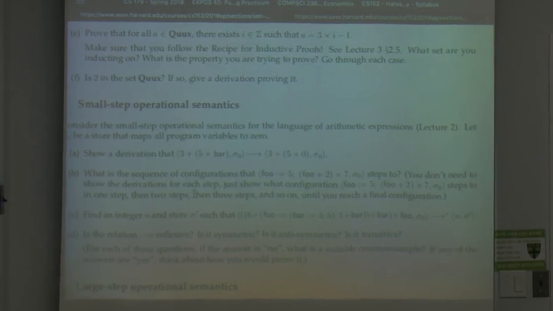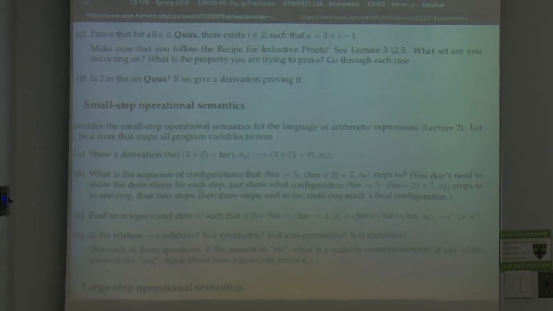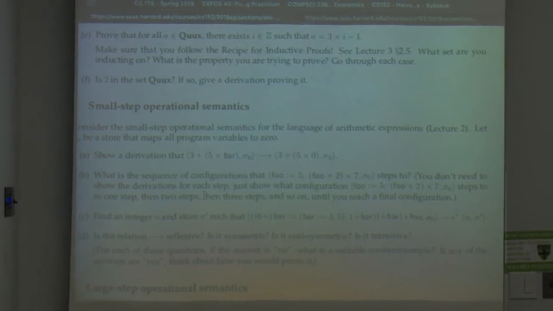Any ideas? Okay, so then we can write it here.